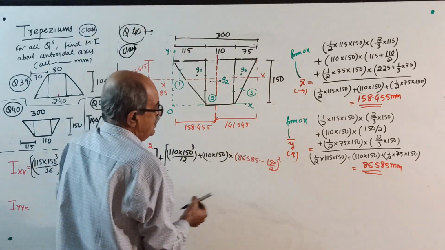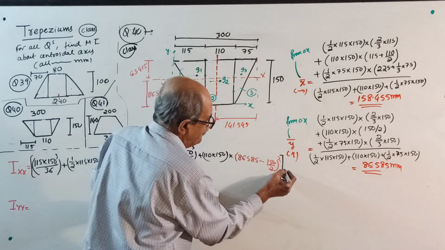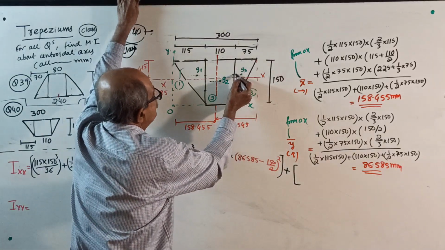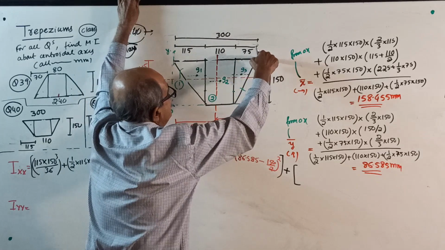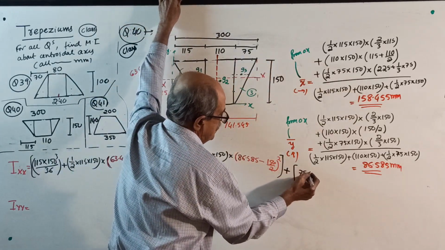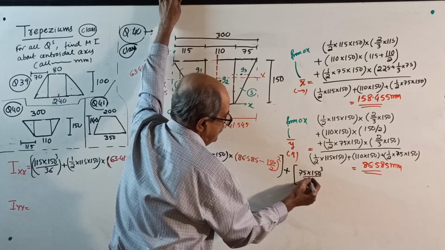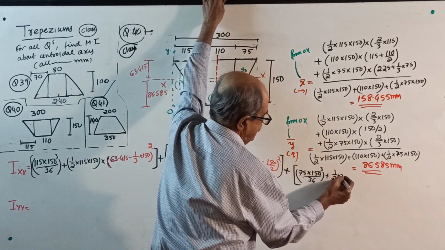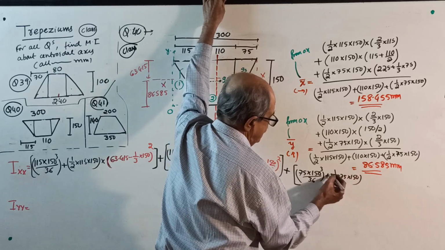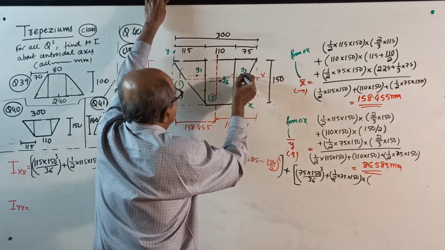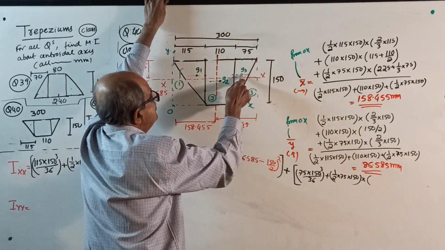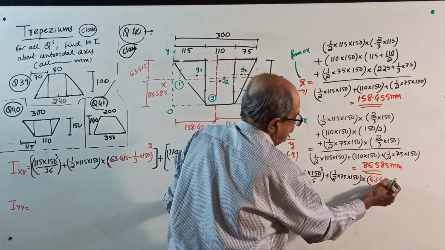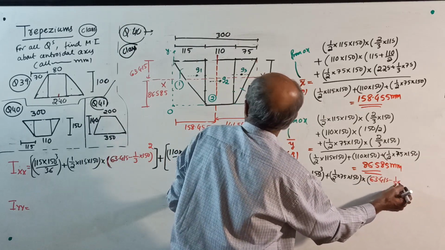Second over. Now slightly go down, plus figure 3. I about its own centroidal axis: 75 into 150 cube divided by 36, plus half into 75 into 150 is the area, into the distance square from the centroid to xx, 63.415 minus 1 by 3 of 150.